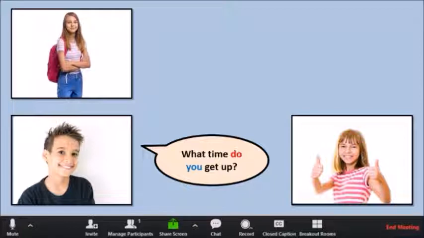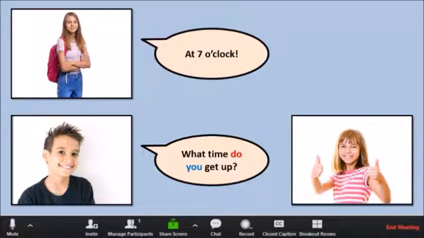Y recuerden que cuando hacíamos preguntas y nuestro sujeto era I, you, we o they, íbamos a usar el auxiliar do. En este caso, nuestro sujeto es you, entonces usamos el auxiliar do para formular nuestra pregunta. What time do you get up? And she says, at 7 o'clock. Very good. Another question. Otra pregunta, a ver.